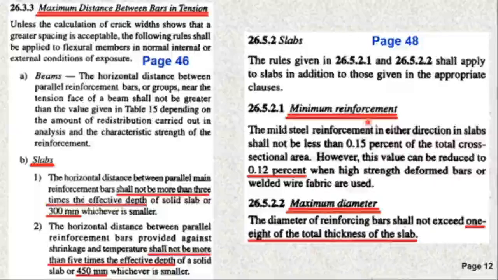Now we are left with determining the minimum Ast. It is given on page number 48. For HYSD bars of Fe415 or Fe500 grade steel reinforcement, the minimum reinforcement to be provided is 0.12% of the cross-sectional area, the gross area. Okay. What is the maximum diameter of the bar? The reinforcing bar maximum diameter to be followed is 1/8 of the total slab thickness. 1/8 times the total slab thickness.